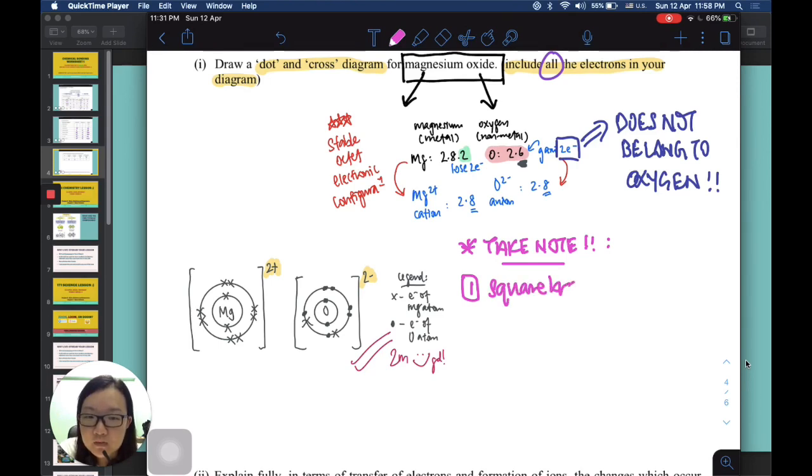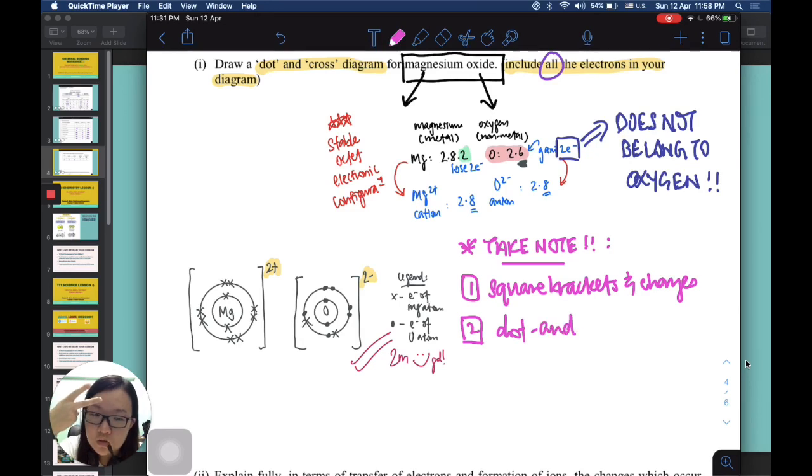Number one, you need to draw the square brackets as well as put in the charge, because you're drawing ionic compounds. Ions have charge, so you must put the bracket and the charge. That's number one. Number two, you need to make sure that your symbols are correct. Go back to the question. You are drawing a dot and cross diagram, not a dot dot diagram, not a cross cross diagram. So make sure that your symbols are correct.